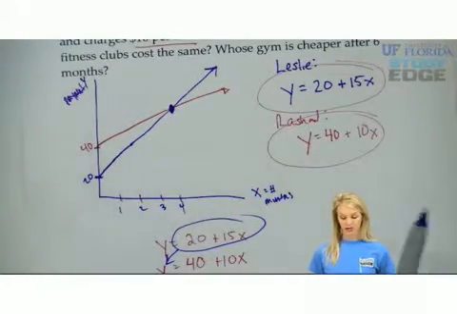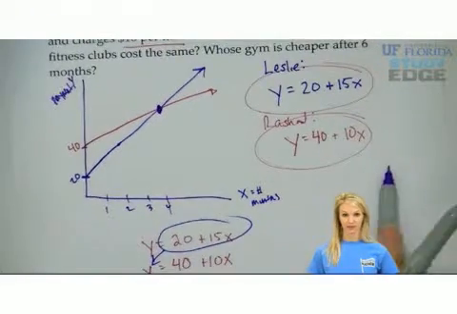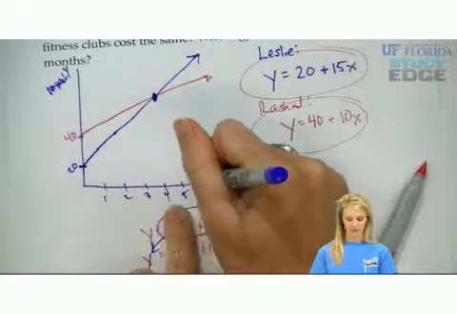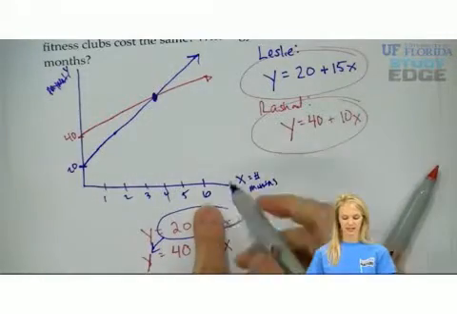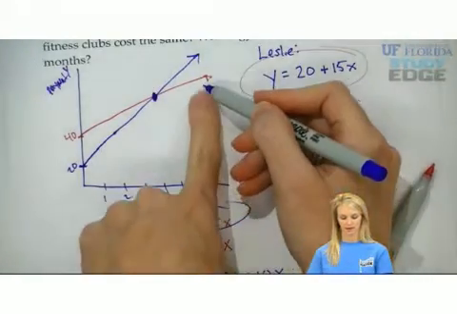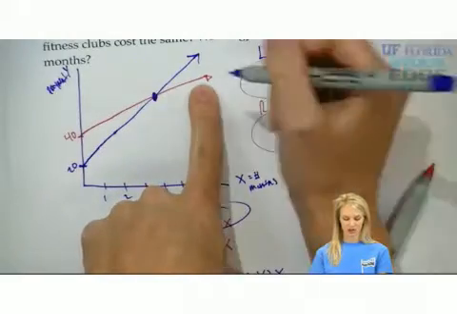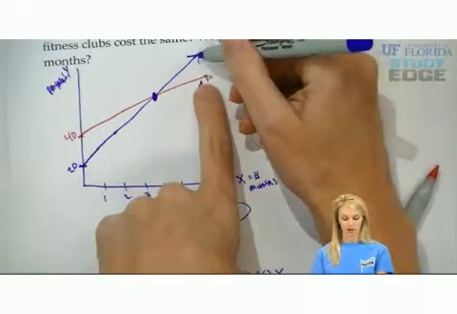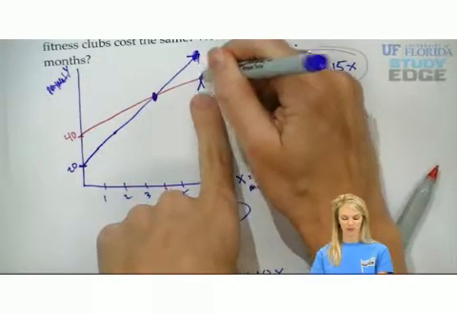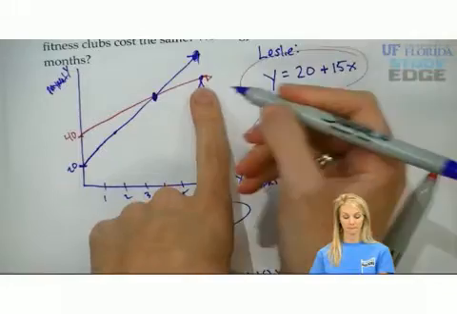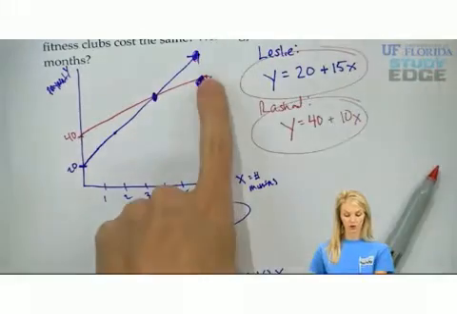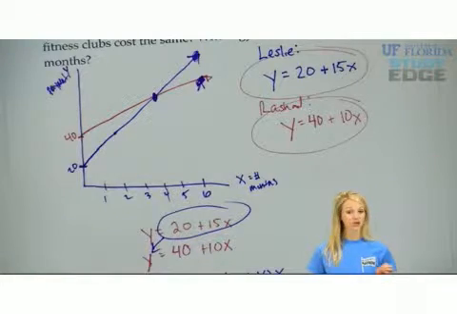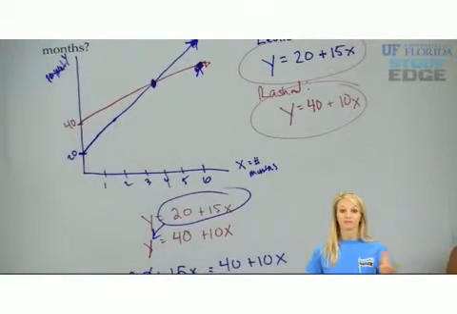Now, whose gym is cheaper after 6 months? Well, let's see. If we're at 4 months and they're the same, and you go to 5, and you go to 6, whose gym is cheaper? Well, whoever's cheaper is whose value of y is lower. Is this value of y bigger or smaller than this value? Which one's the smaller one? This is the smaller value of y. Well, who was that? Rashad. Rashad's gym membership is actually cheaper after 6 months.